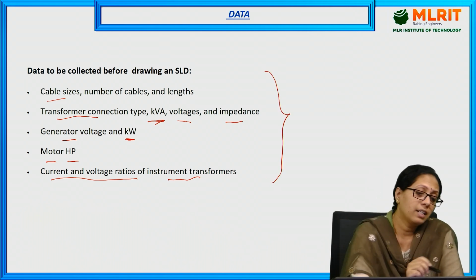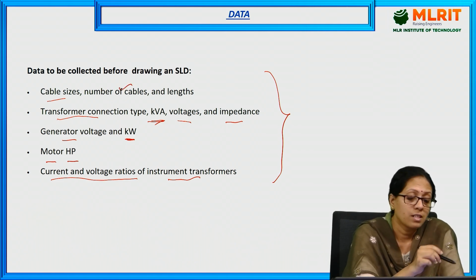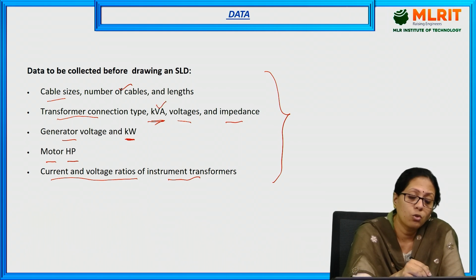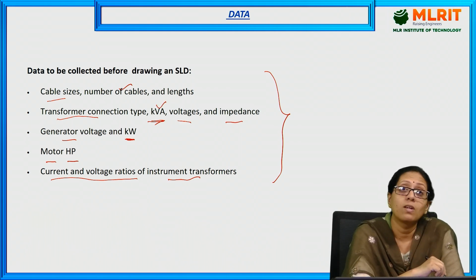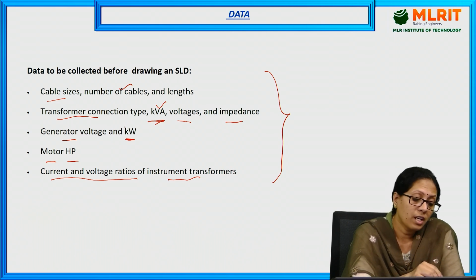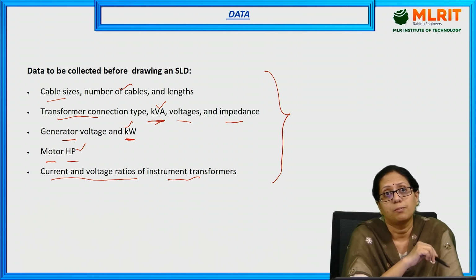Once again, cable sizes, length of the cables, and number of cables. For transformers, we need to know the kVA rating and the connections for primary as well as secondary side. For a generator, we need the kilowatt capacity. For a motor, we need the horsepower capacity.